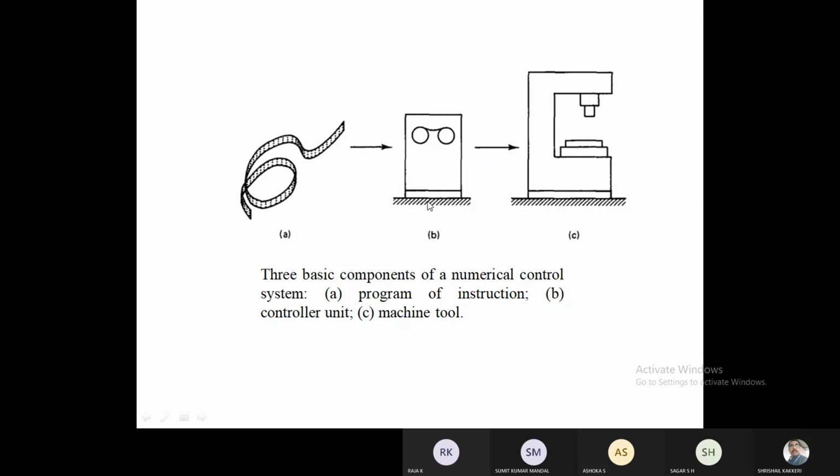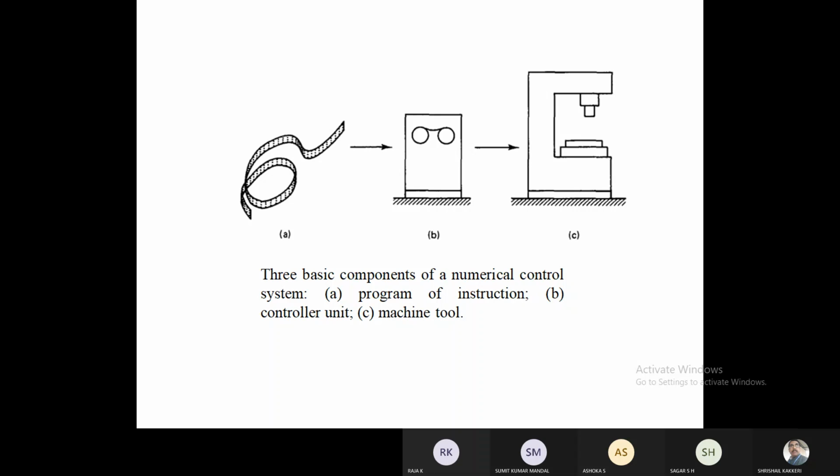It is also called MCU, machine control unit. Very, very important for the examination pattern. More than 90% of the time they are going to ask you program of instructions, machine control unit and the machine tool. These are the three important components of the CNC machine.